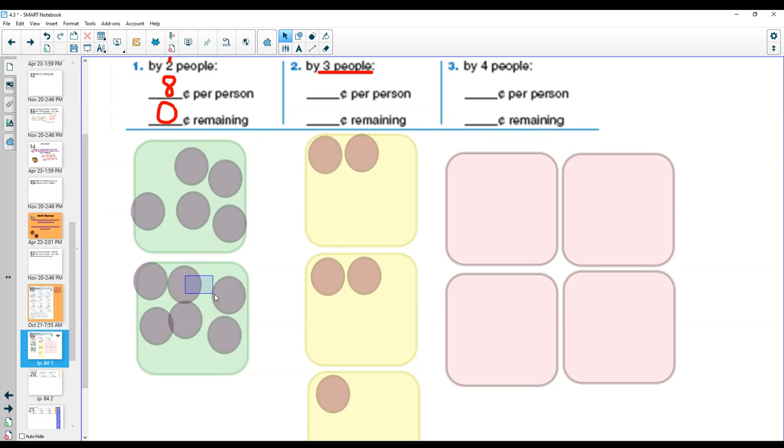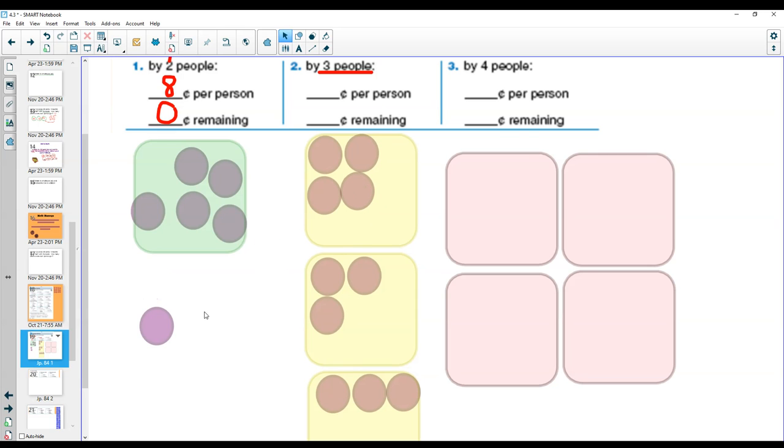When they're on that mat, they don't want to share them. I might just have to delete. There. Now they don't have a choice. They're going to be shared. All right, everybody has 3 so far.